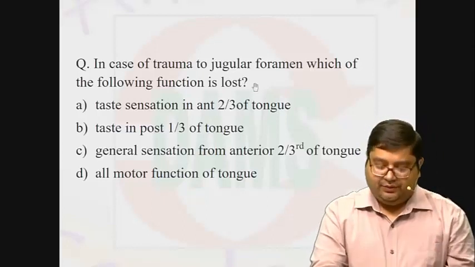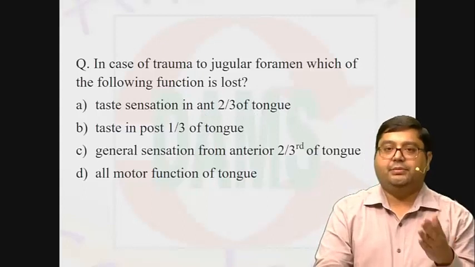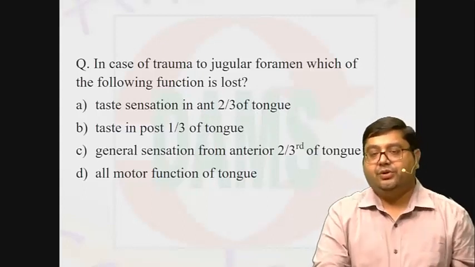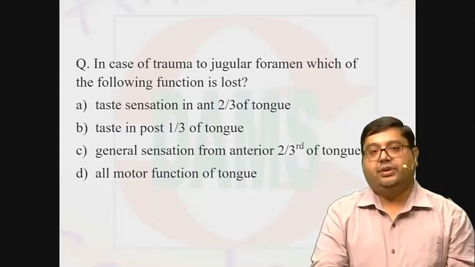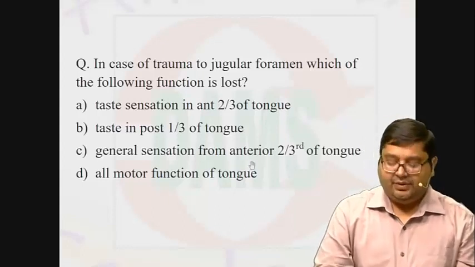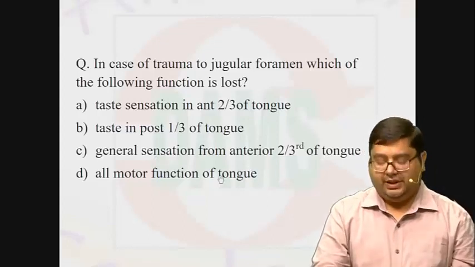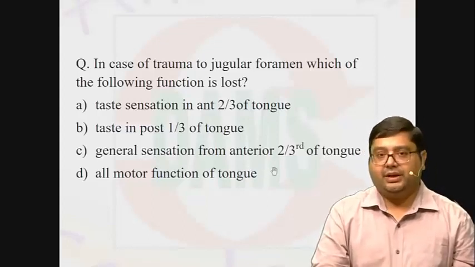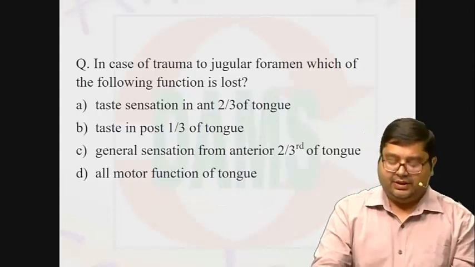Which of the following is lost? Taste sensation in the anterior 2/3 of the tongue, chorda tympani, a branch of the facial nerve, that won't be affected, right? Taste in the posterior 1/3 of the tongue, yes, the 9th nerve will be affected. General sensation from the anterior 2/3 of the tongue, lingual, which is a branch of the trigeminal, will also not be affected. All motor functions are by the 12th nerve, right?